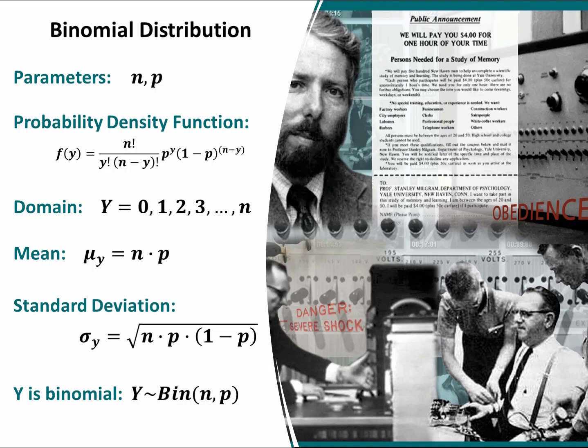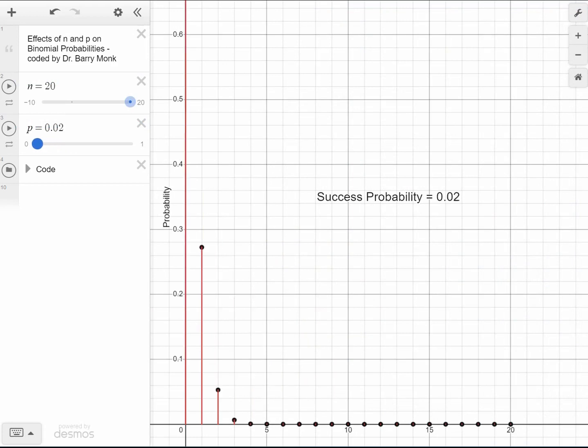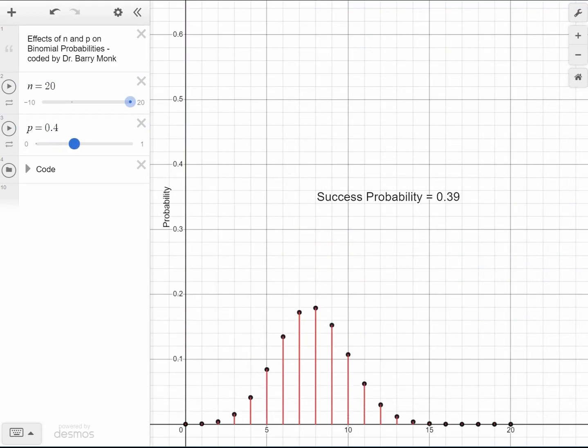Let's take a moment and look at the binomial distribution in the online graphing calculator Desmos. Note how the shape of the distribution changes for different values of p.